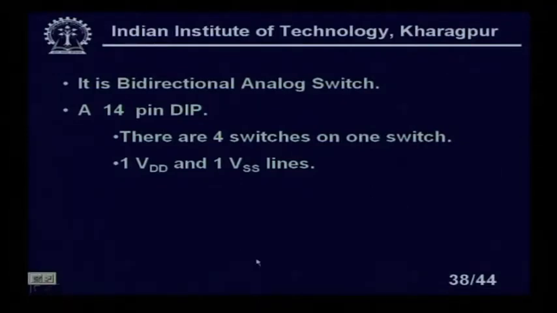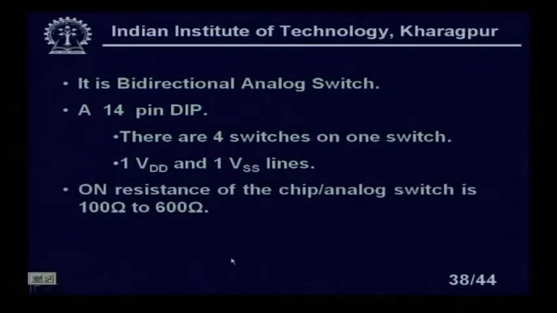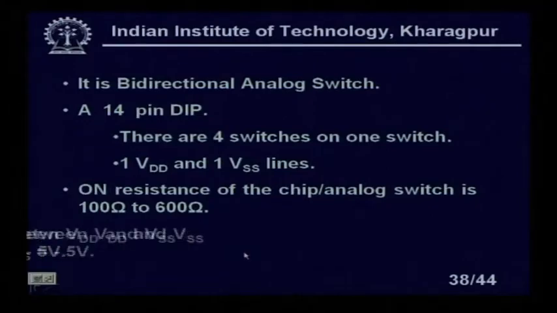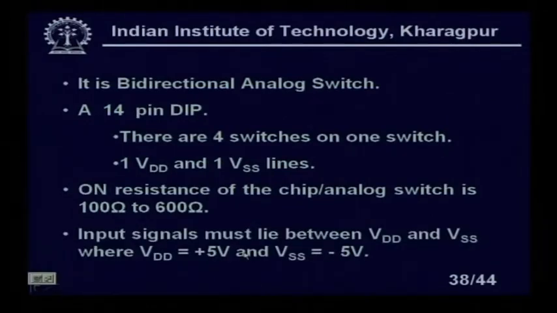One VDD, one VSS line. The on resistance of the chip of an analog switch is around 100 ohm to 600 ohm. Its value is a little low. I mean, nowadays it is even less. So, the input signal lies between VDD and VSS, where VDD is a plus voltage and VSS might be minus 5 volt.